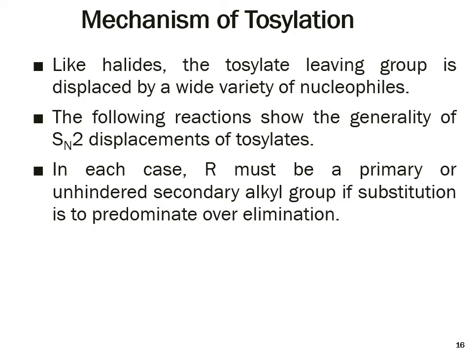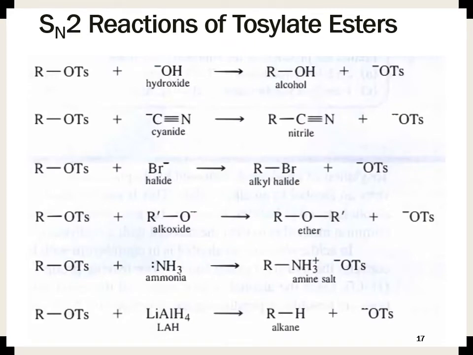In each case, the one thing that is important is that R must be a primary or unhindered secondary alkyl group if you want substitution to predominate over elimination. If you look at this slide, you have ROTS, the alkyl tosylate, which can be displaced by a number of different nucleophiles to give different products. In the first reaction, if you use hydroxide as a nucleophile, you will end up with an alcohol.